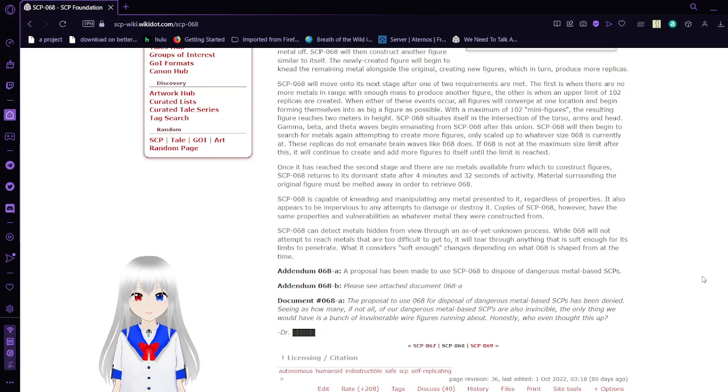When either of these events occur, all figures will converge at one location and begin forming themselves into as big a figure as possible. With a maximum of 102 figures, the resulting figure reaches 2 meters in height. SCP-68 keeps its weight in the intersection of the torso, or arms, and head.